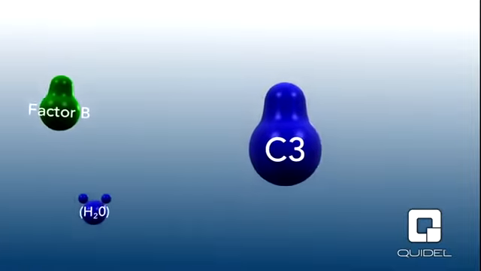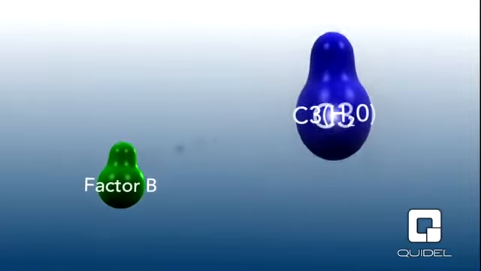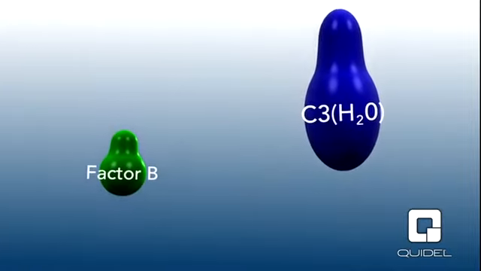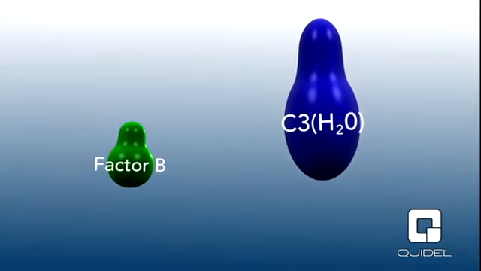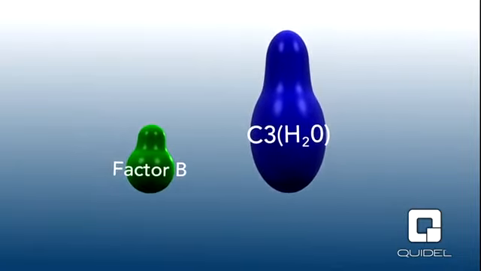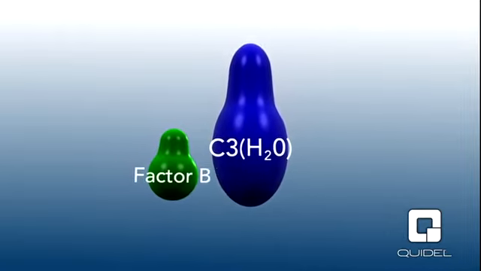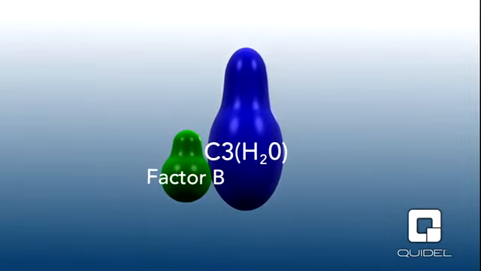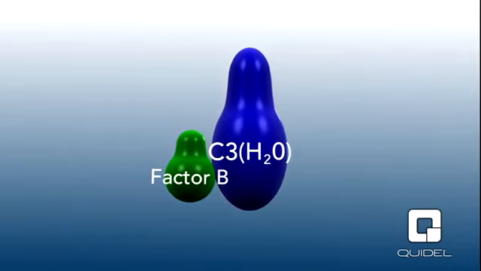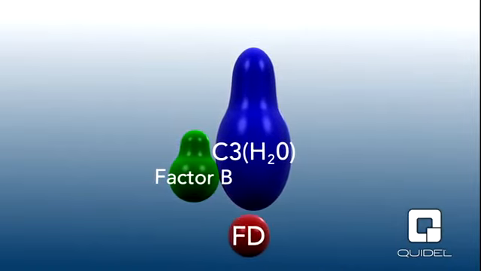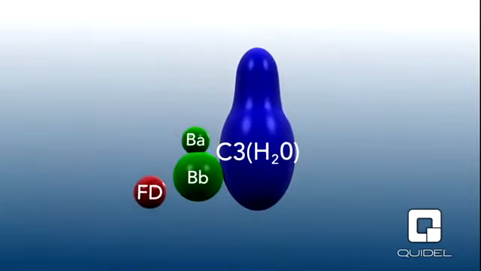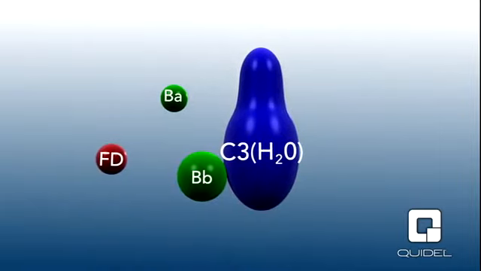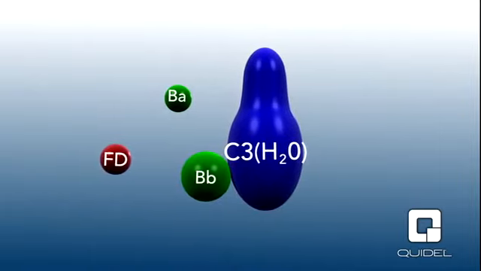The alternative pathway is always active at a very low level. This activation is due to the spontaneous hydrolysis of an internal thiol ester bond in C3. Hydrolyzed C3, called C3 water, has a binding site for factor B, another protein in the alternative pathway. Factor B binds to C3 water and becomes a substrate for cleavage by factor D, denoted here as FD.